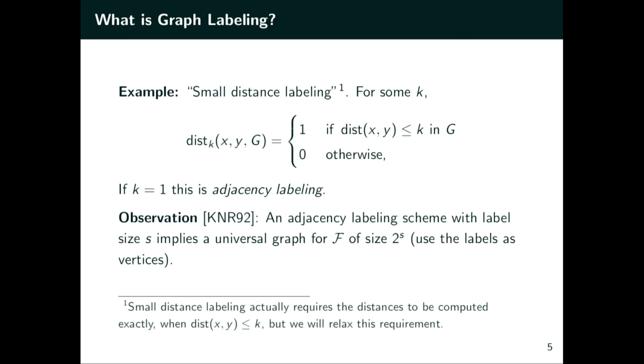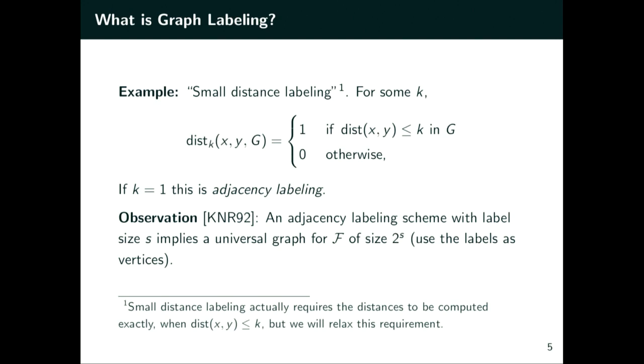And as an example of the kinds of things that are studied in this graph labeling field is small distance labeling, where we fix some value k, and our function is distance k distance, where it's 1 if those 2 vertices are path distance at most k in the graph G, and 0 otherwise. And if k is equal to 1, this is adjacency labeling. So we want to tell from the labels whether these 2 vertices were adjacent in G.